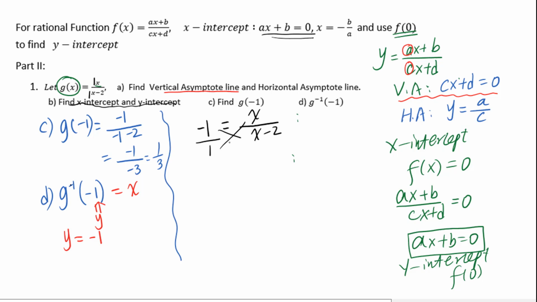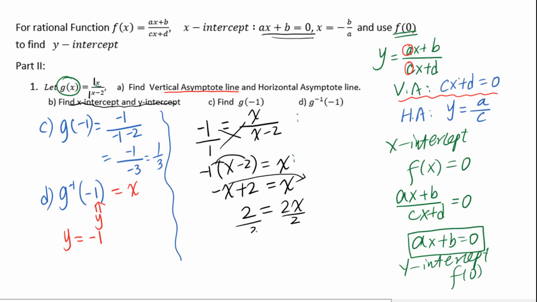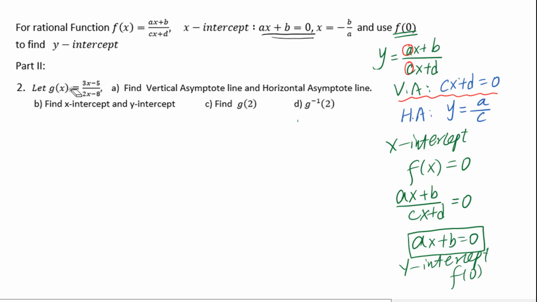Cross multiply. -1 times x minus 2 equals x. Distributive property, -x plus 2 equals x. Then isolating the variable, you will get 2 equals x plus x, which is 2x, divided by 2. X equals 1. So we have inverse of g of -1 equals 1. Let's go to number 2.